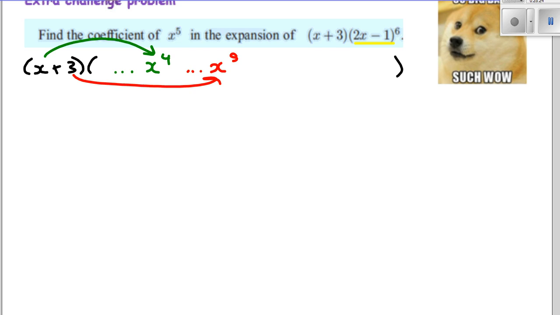So we need to find from here, I'll just make a little plan of 2x minus 1 to the power of 6, the thing that I underlined in yellow. What do we do now? We need to find the x to the 4 and the x to the 5 term.